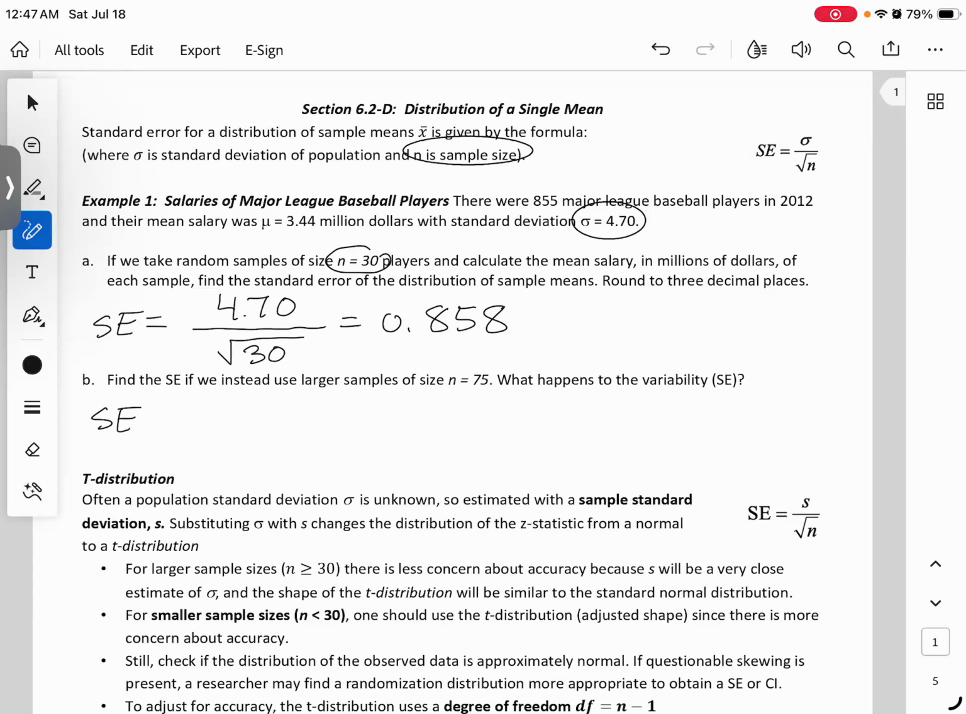And B is the same thing, except that they want us to do, well, what if we were to increase the sample size to 70? What that's going to do is get our standard error to decrease, to give us more accuracy, like a more narrow interval.